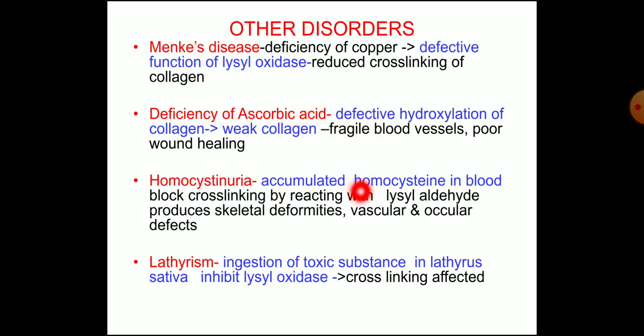Then homocystinuria, which you have also studied: accumulated homocysteine in the blood blocks the cross-linking by reacting with the lysyl aldehyde, and produces skeletal deformity, vascular and ocular defects. So you know what the skeletal deformities are. Then there is the ocular problem, that is subluxation of the lens. In the lens zonules, the collagen will not be functioning properly. That is due to the accumulated homocysteine, which blocks the cross-linking reaction by acting with the lysyl aldehyde.